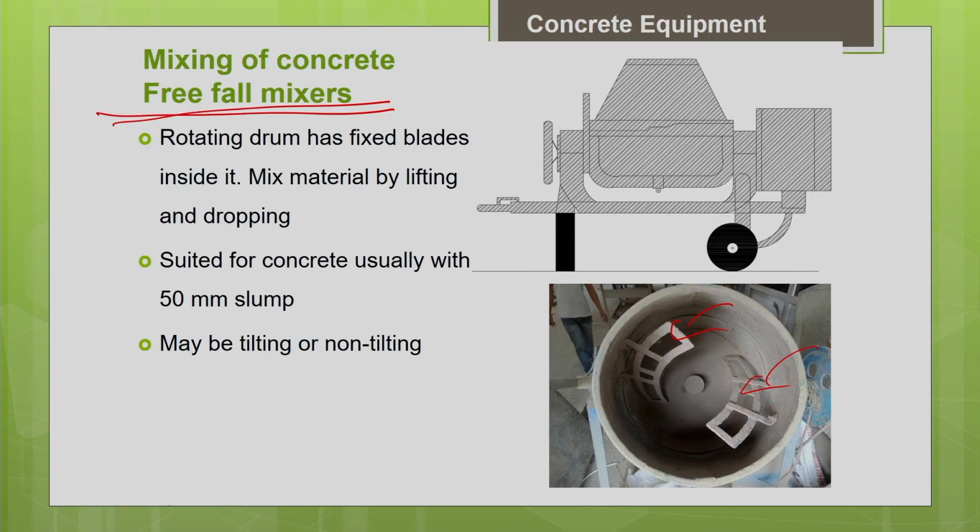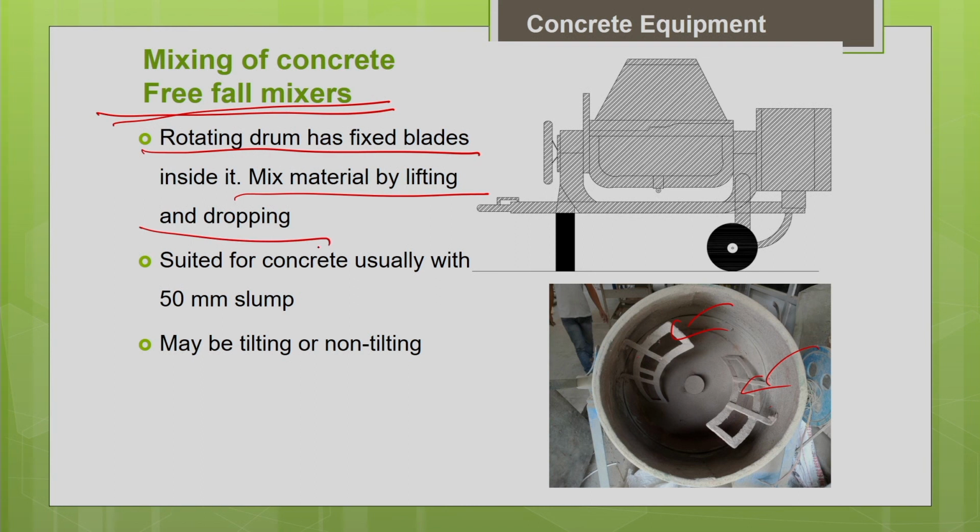Basically, your blades are lifting the material when the drum is rotated and allow it to fall at the end of the rotation. So it keeps lifting and dropping. The rotating drum has fixed blades inside it. It mixes the material by lifting and dropping it.